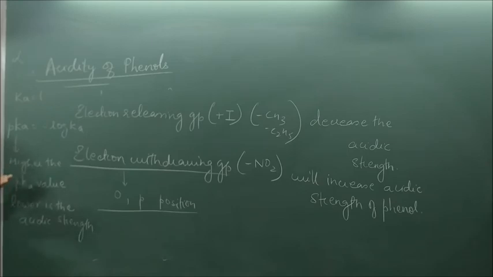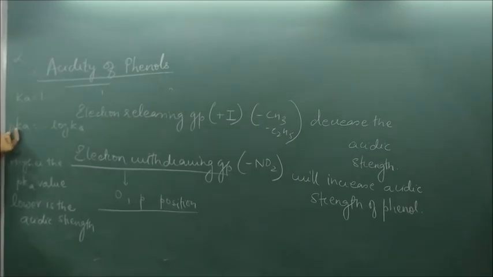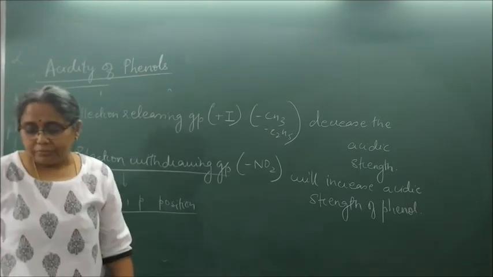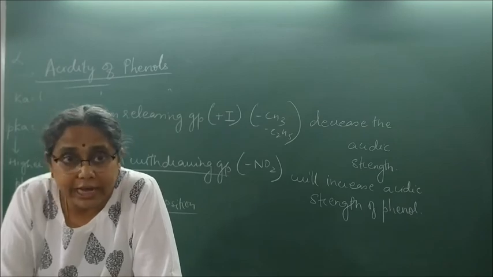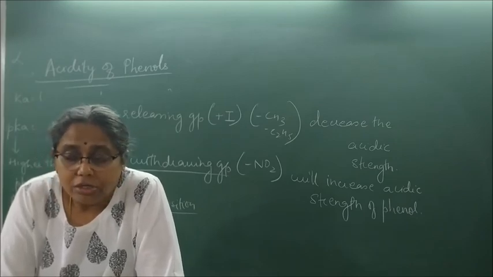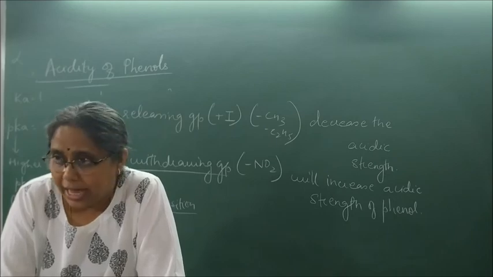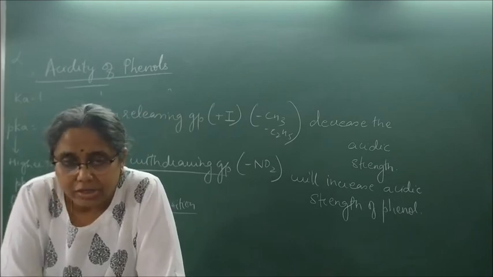I cannot compare phenol to HCl's acidic strength. Phenol, carboxylic acid, they are all weaker acids. So we need to know their Ka values. If the Ka value is more, because it is a negative log, its pKa value has to be less. So higher the pKa value, lower is the acidic strength. First see ethanol. Ethanol's pKa value is 15.9, which is very, very large. So ethanol is a very, very weak acid compared to para-cresol.